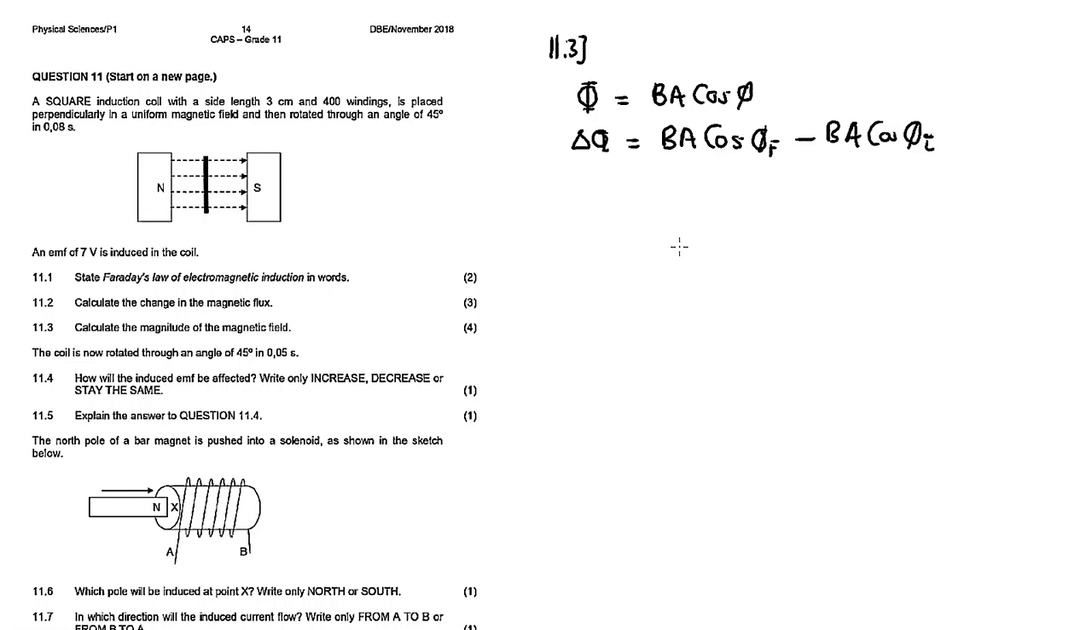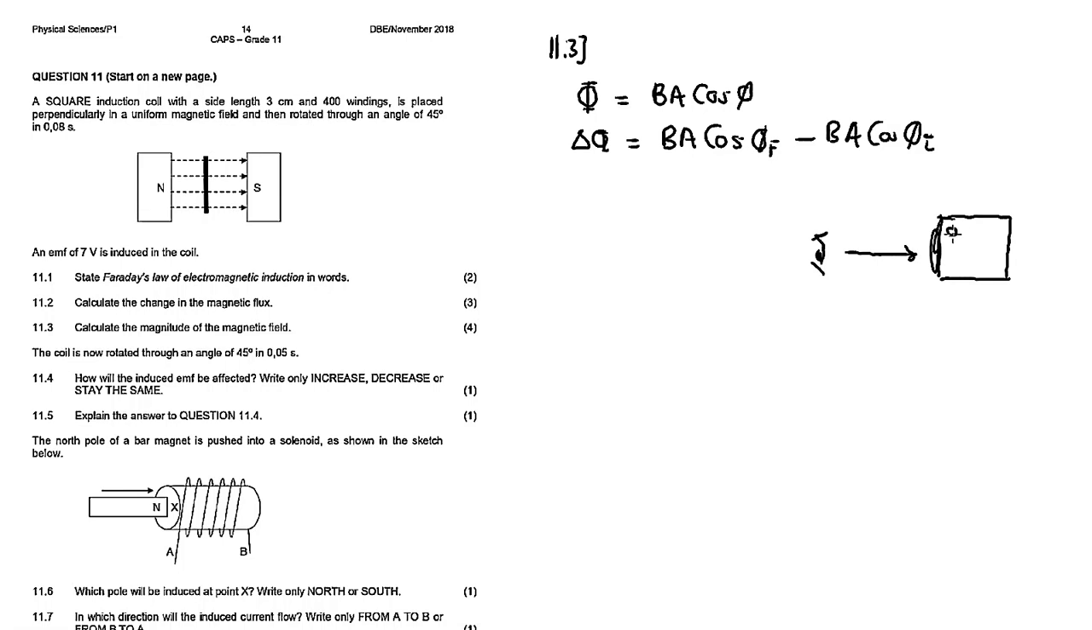Okay, let me explain something before we do the calculation. This is the square coil. This dark line represents a side view of the square coil. So when I look at the question paper, I'm actually looking at this part. This is my eyeball looking at this part, right?